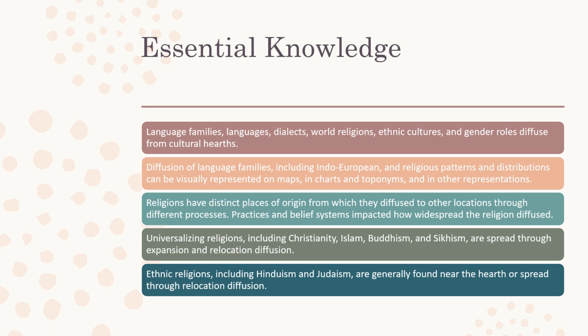practices, and belief systems impacted how widespread the religion diffused. Universalizing religions, including Christianity, Islam, Buddhism, and Sikhism, are spread through expansion and relocation diffusion, and ethnic religions, including Hinduism and Judaism, are generally found near the hearth or spread through relocation diffusion.